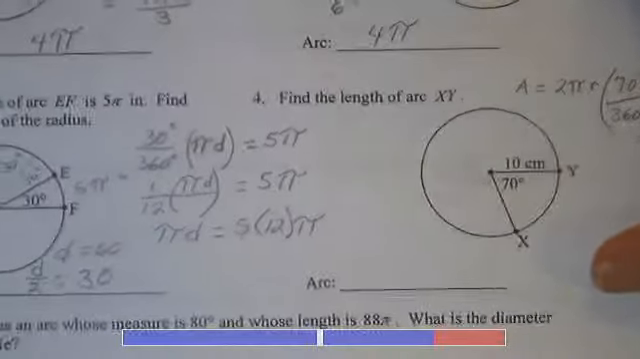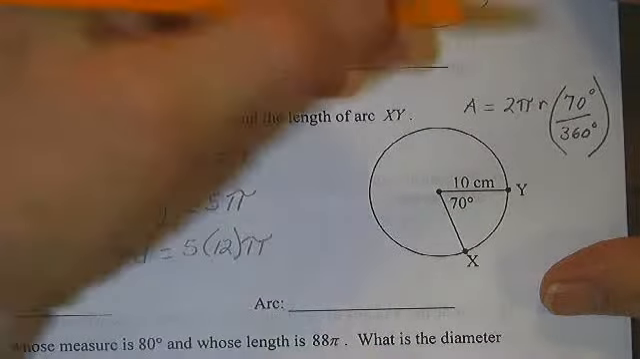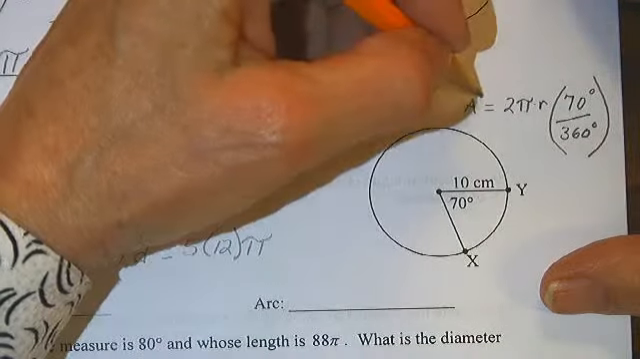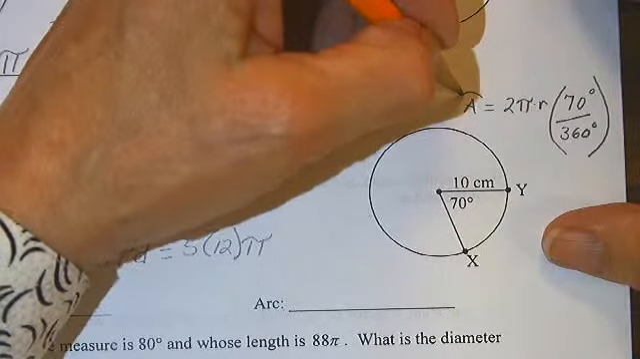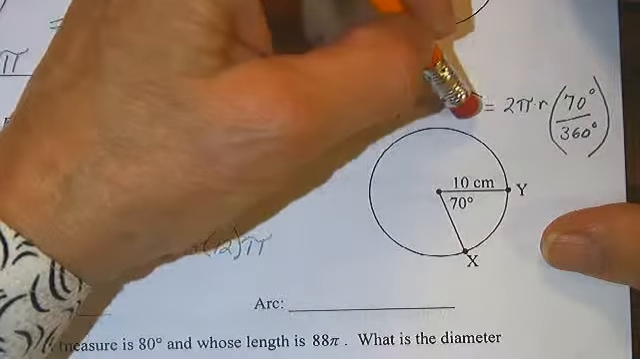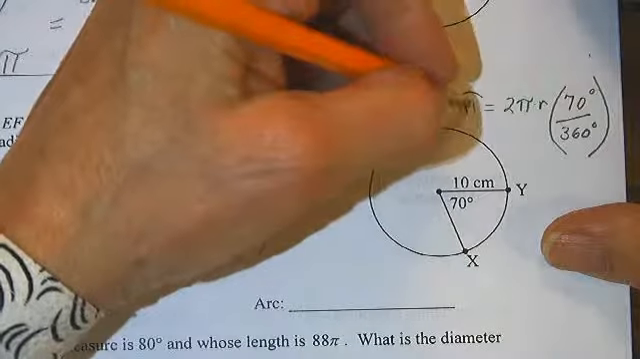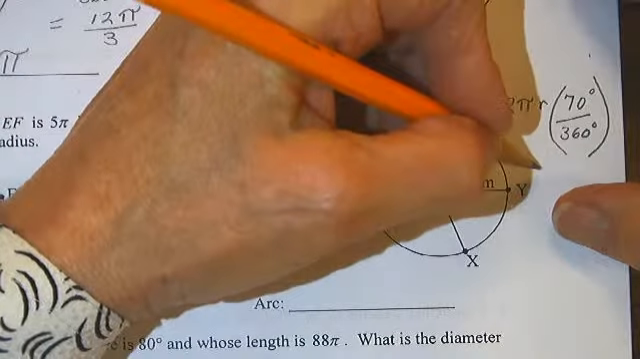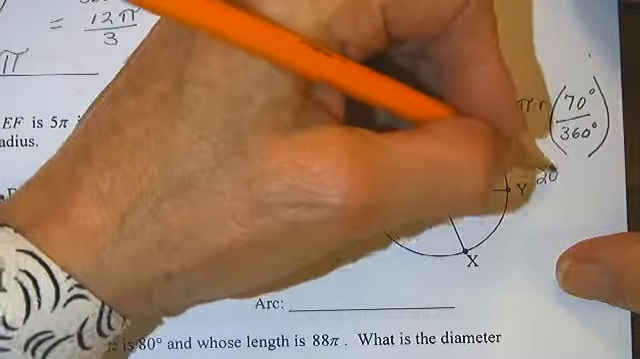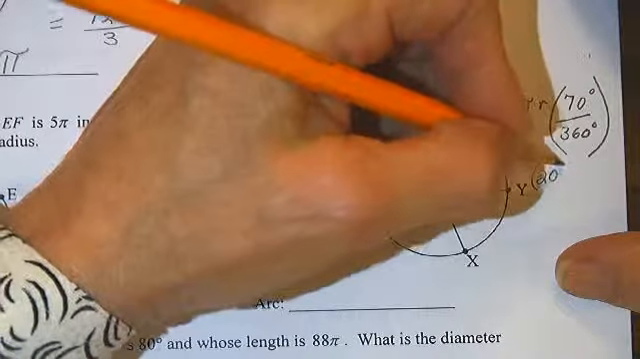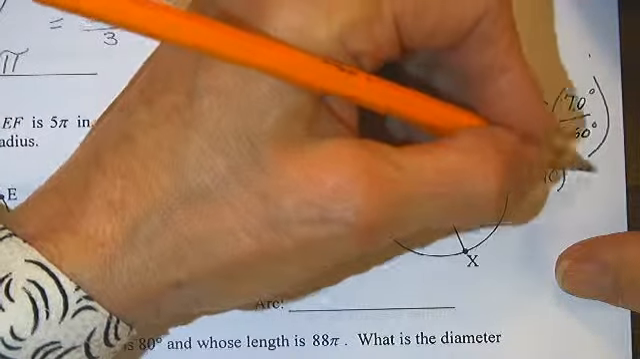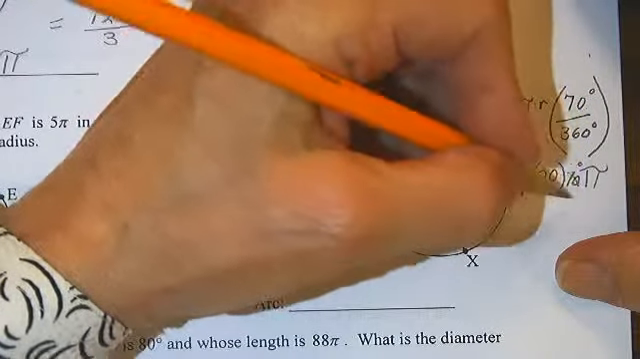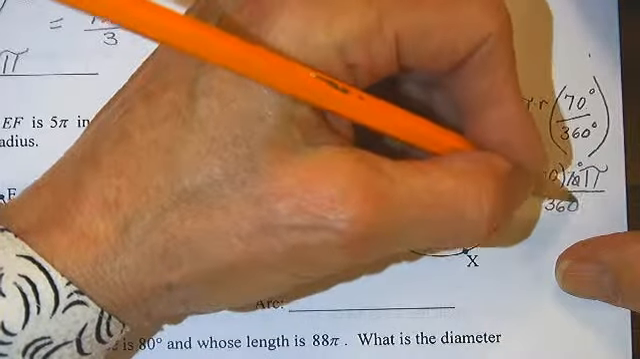Let me see if I can make this easier to see. R is 10. So my arc XY is 2 times 10, which is 20 pi times 70 degrees over 360 degrees.